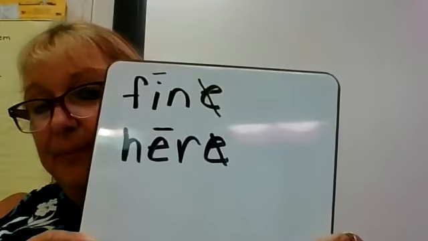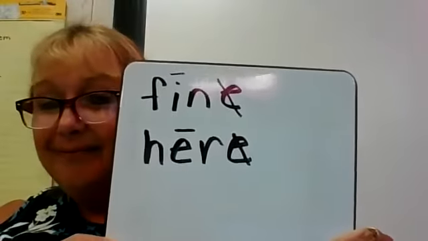Number 21, our word is fine. How do you think we're going to code the word fine? Good. We're going to put a macron over the I and cross off that sneaky E. How about here? Good job. We hear that long I sound and we see that sneaky E, right? So this is what we have so far. I hope you're following along. Next, we have rule. Good job. It's the long U with the sneaky E.